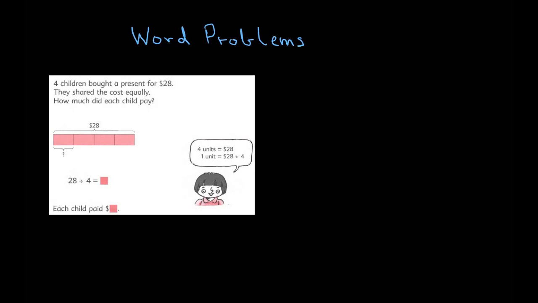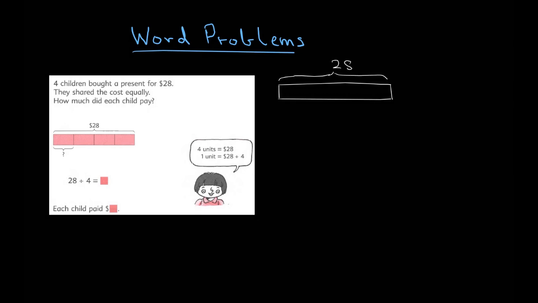So now let's look at some simple word problems. And here's a problem. Four children bought a present for $28. So now please note that it's a great idea, as I've said earlier, to draw a bar model. So here we have the bar representing $28. Okay, and now there are four children.